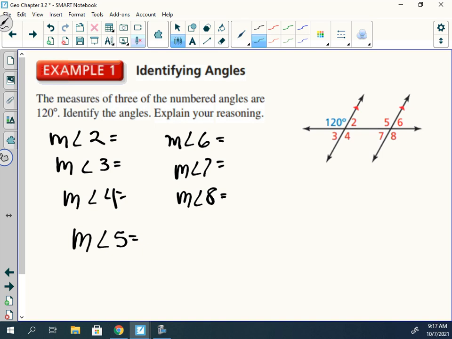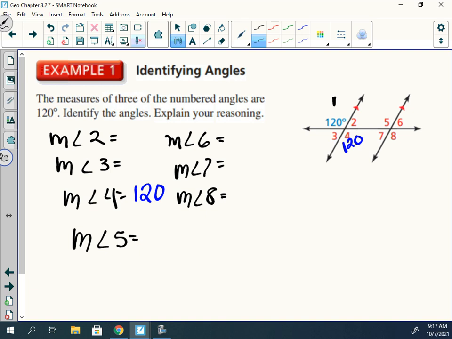Which one of these angles can we figure out for sure? The measure of angle 1 is 120. Well, 1 and 4 are vertical angles, yes? So 4 would also be 120 degrees. Those are vertical angles.